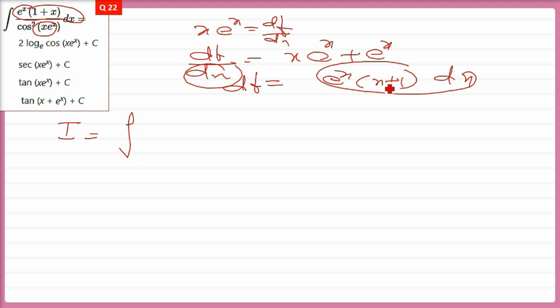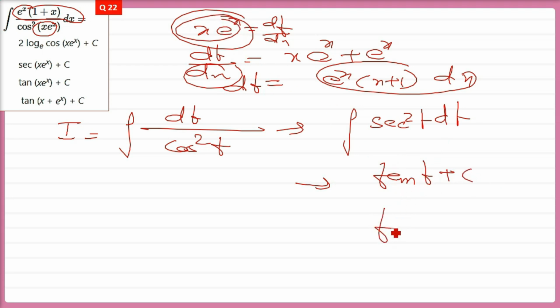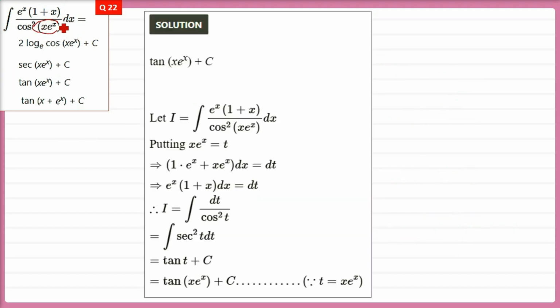So the integration in terms of t can be written as dt divided by cos square, and x e^x was already taken as t. So it's simply cos square t. Now 1 by cos square t is simply sec square t dt. Direct integration of sec square t is tan t. But t was taken as x e^x, so write tan(x e^x) plus a constant of integration. That is your final result. You can match it with option C. So this is the process you are going to adopt, and this is quite about awareness. If you are aware of the differentiation, you can do it easily.